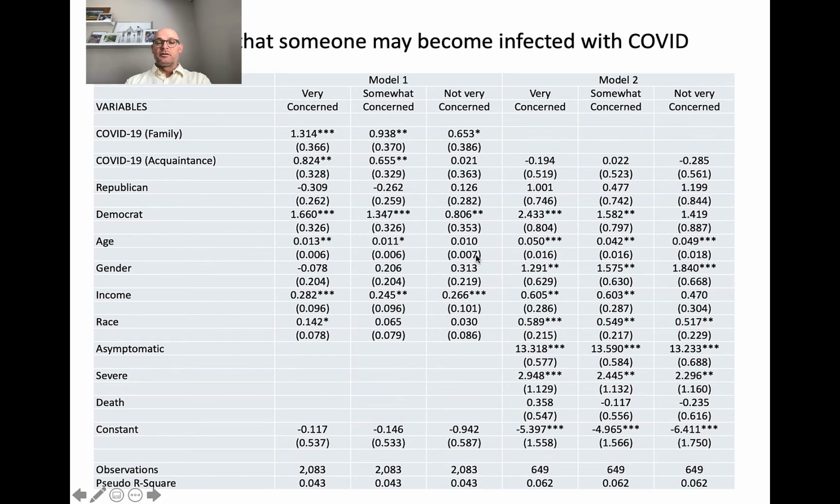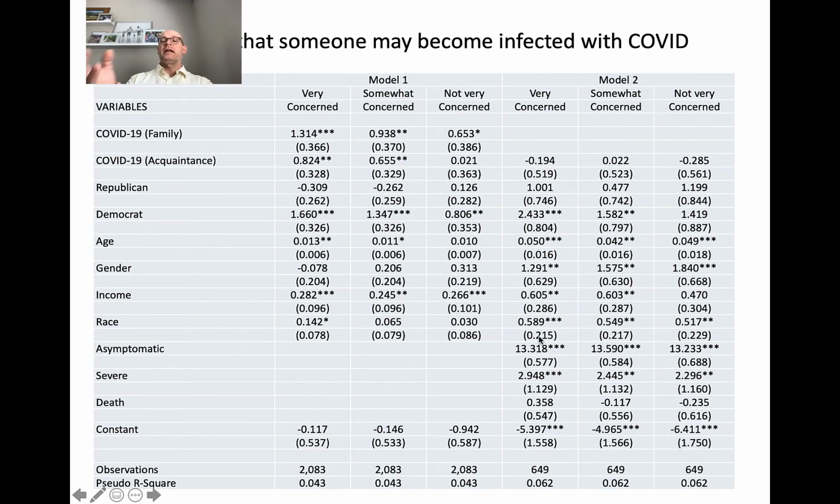Age was related. Older people tended to be more very concerned or somewhat concerned than other individuals who were not as old. Gender did not seem to be related. Remember, these are just questions we're asking people over a survey. Income was related, in a really strong and similar way, in that it increased how concerned people were. Race only had an impact on the very, very concerned. So that's what these things were.